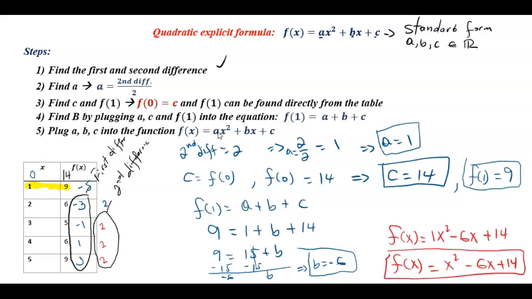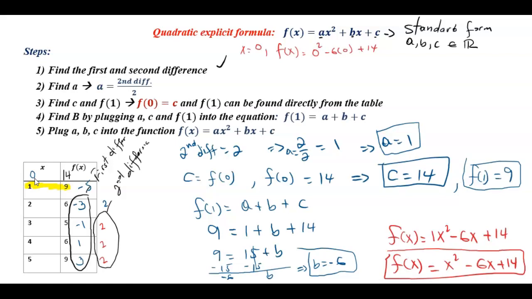Okay, so that is the answer for that one. Now you can check if you want to. It's always good to check your answer to make sure there is no error. So if x is 0, I'm going to do the check up here. If x is 0, then I'm going to have 0 squared. So I'm going to have f of x equal 0 squared minus 6 times 0 plus 14.